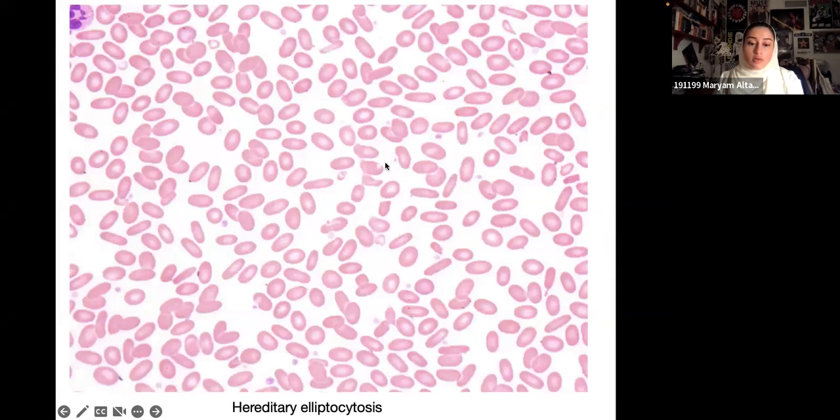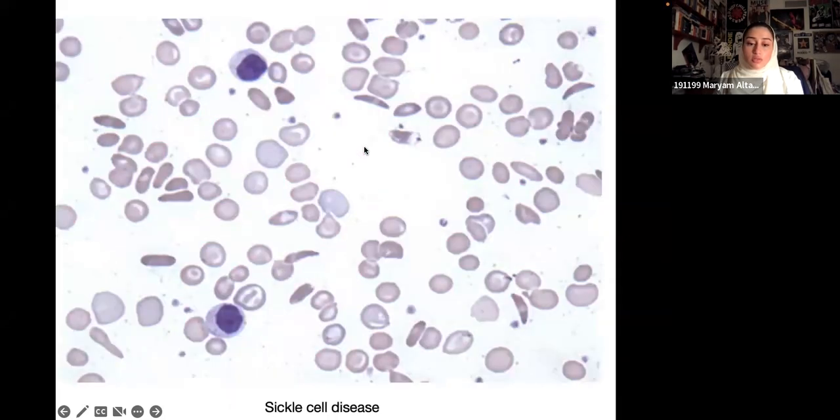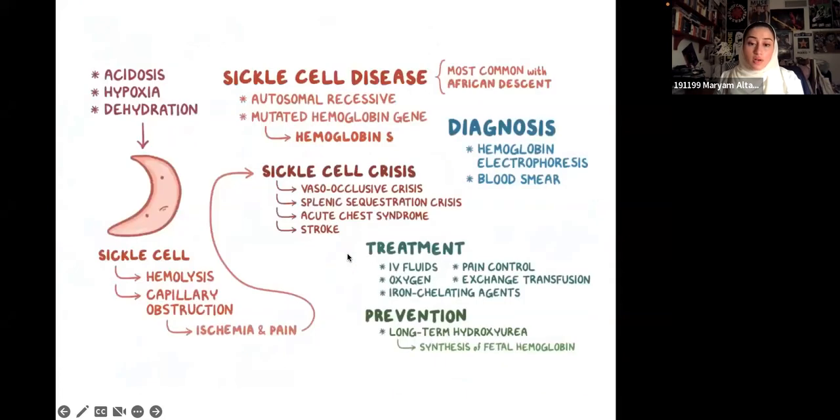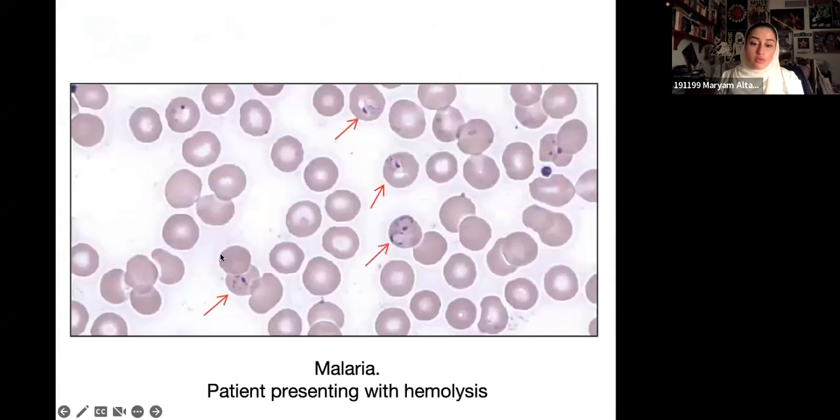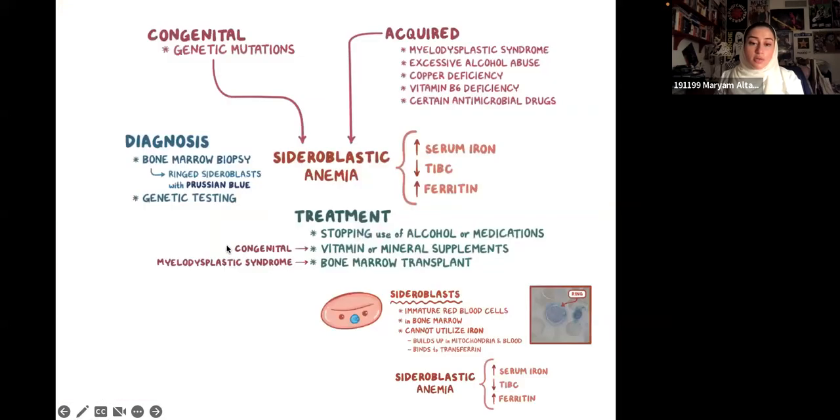So this is hereditary elliptocytosis, spherocytosis, sickle cell, which is very important. I added summaries from Osmosis again for you guys. Again, go through sickle cell really well. Remember, the way hydroxyurea works is by increasing hemoglobin F. They can ask you that as well. And the complications, vaso-occlusive crises, malaria.